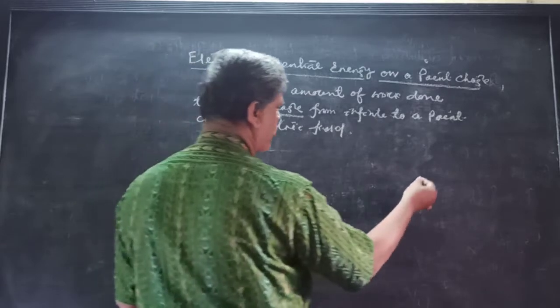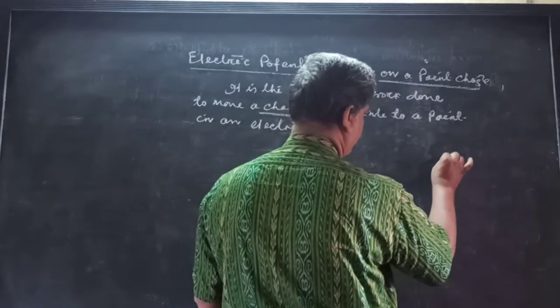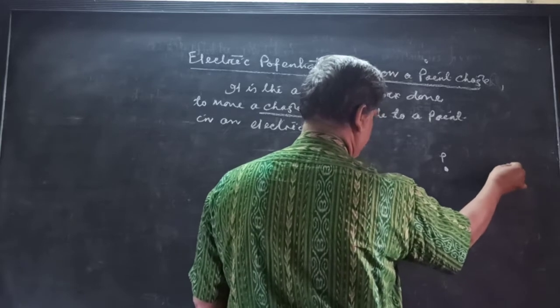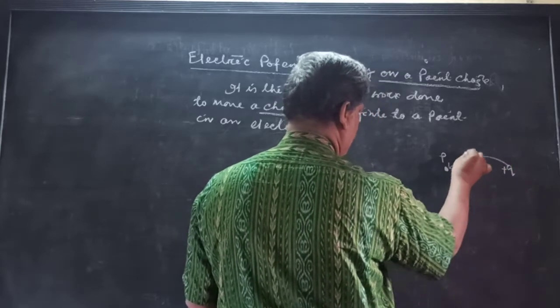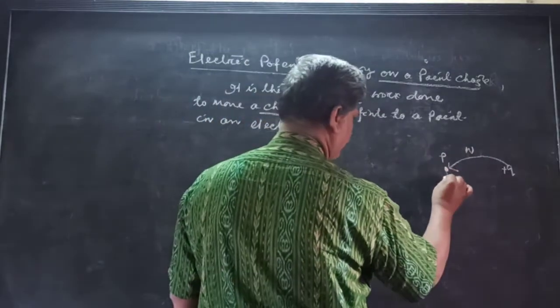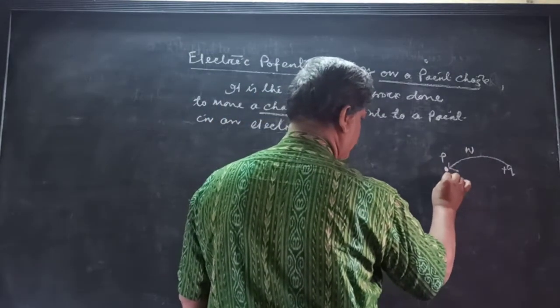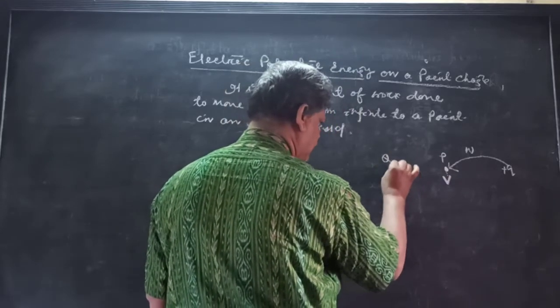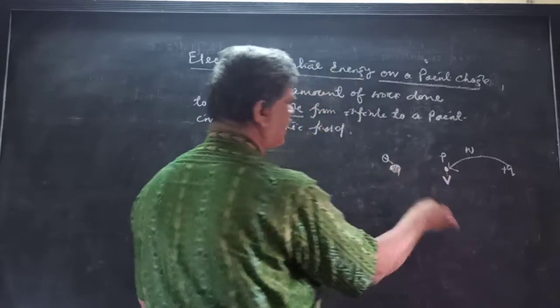So suppose this is a point P. We bring a charge Q here from infinity. So how much work is done? That is equal to W. V is the potential at this point due to a source charge. So how much work is done?